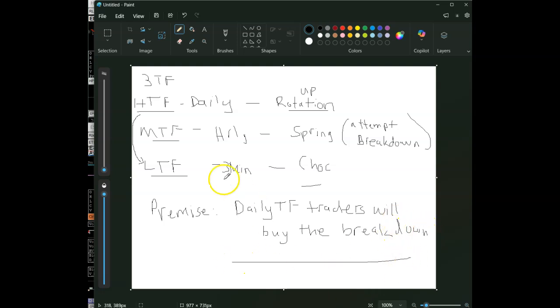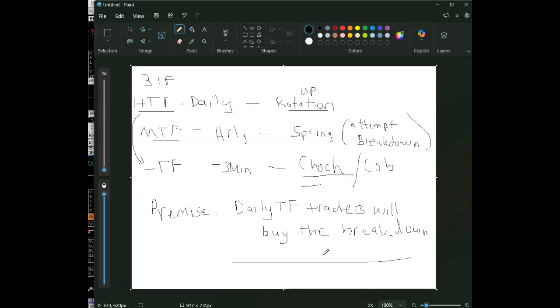and so that's why we're looking for that breakdown, which is your spring, which is an attempt to break down, and we have a premise that the daily traders want to take it higher, and then we go to a lower time frame to see if that really does occur, which is your catch or your change of behavior. Okay, it's a very common sense strategy. We are relying on daily traders to step in on hourly time frame breakdowns because the daily traders want to take it to a higher price objective.